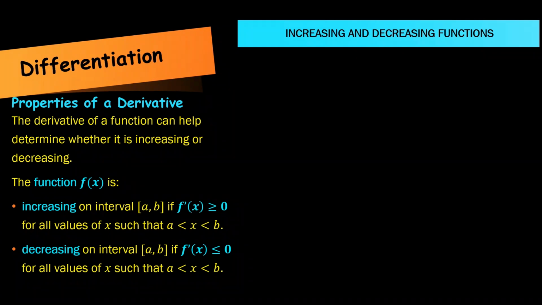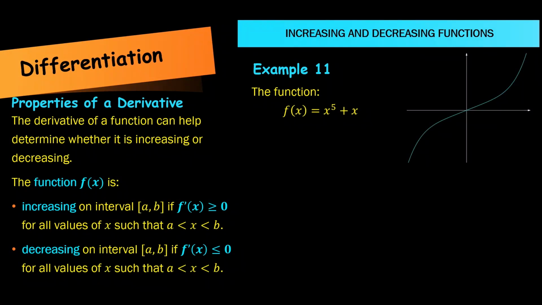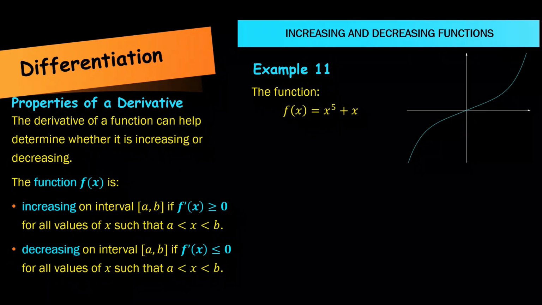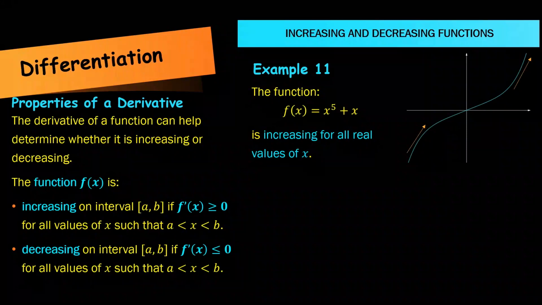Let's take a look at an example. The function f(x) = x^5 + x looks something like this. Notice that it is an increasing function, and it is increasing for all real values of x. Let's take a look at another example.